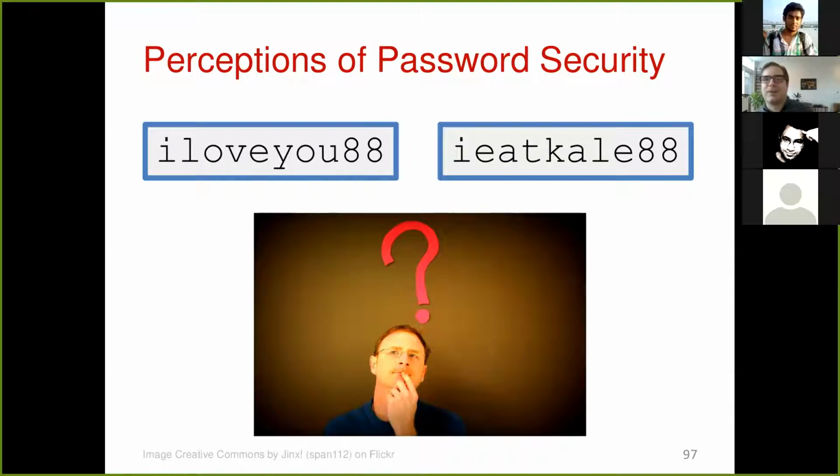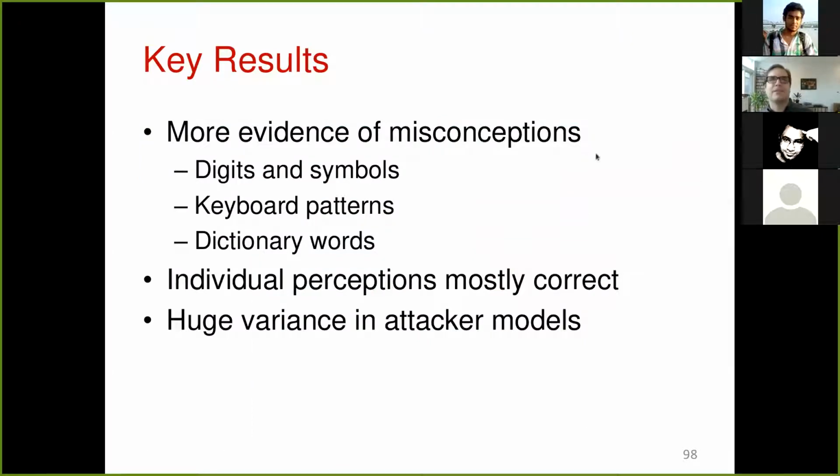I inadvertently got to learn "I love you" in lots of different languages, which has not come in handy at all from this research. Right. But again, more evidence of misconceptions here, and huge variance in what people thought attacker models would be.